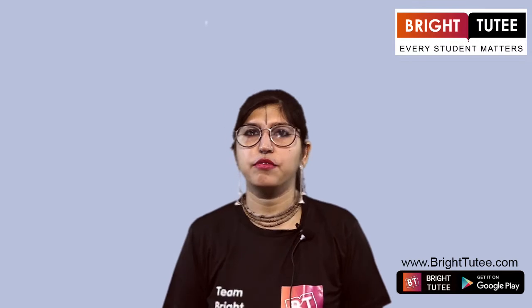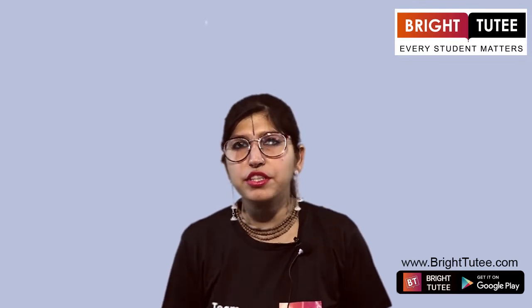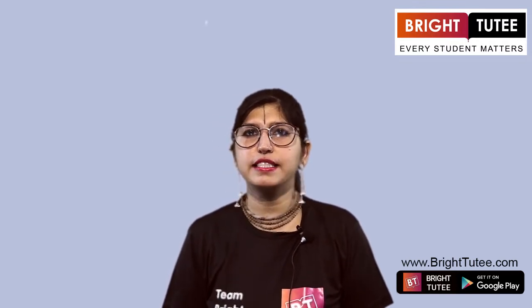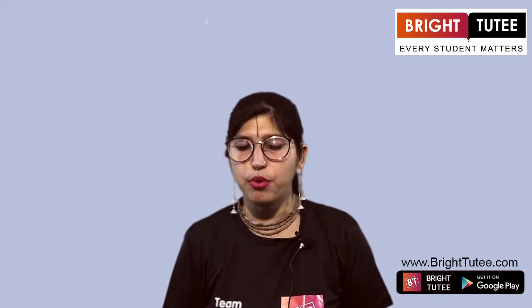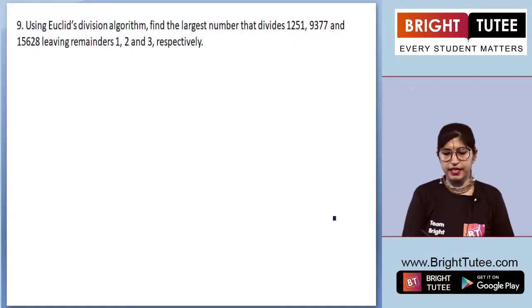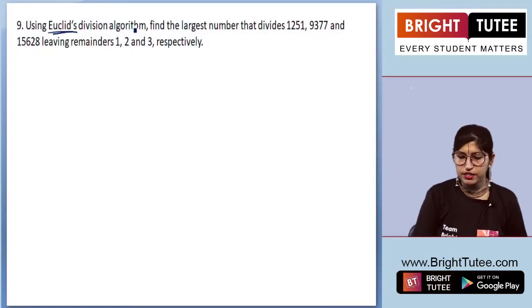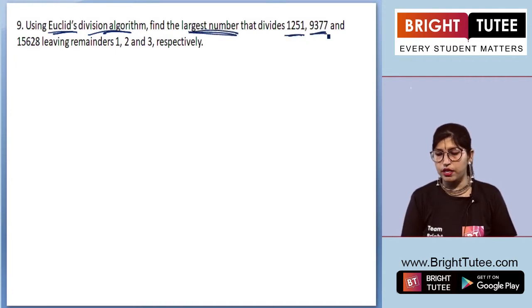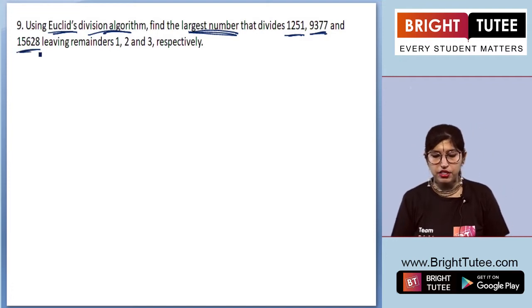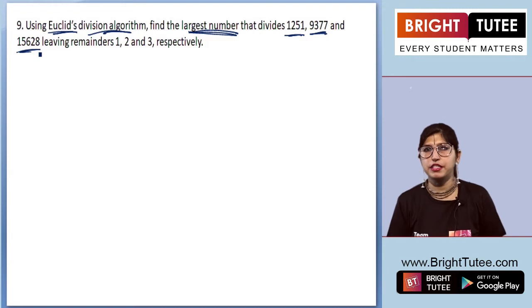So I come up again with another question of exercise 1.3, which is question 9. We are discussing NCERT Exemplar questions, the very first chapter of class 10, which is real numbers. Here is question 9 for exercise 1.3. The question says that using Euclid's division algorithm, we need to find the largest number that divides 1251, 9377 and 15628, leaving remainders 1, 2 and 3 respectively.